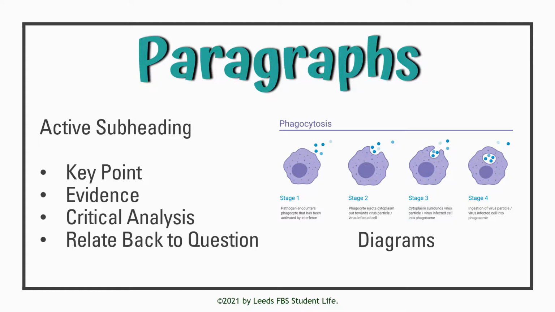So starting with an active subheading is something that's really important because not only is it giving an insight to your readers what your paragraph's going to be about, but it can also help you when you're writing your essay to lead it in the direction you want it to go, so it's clear and concise. And then within the paragraph itself, you want to start with the key points and then back that up with evidence from scientific papers. Critically analyse those.